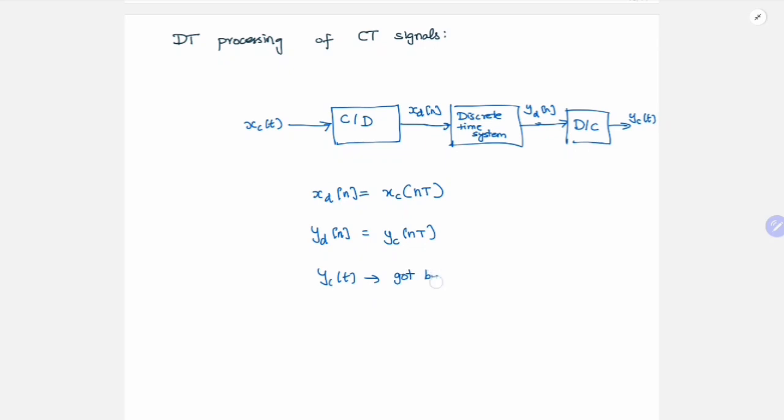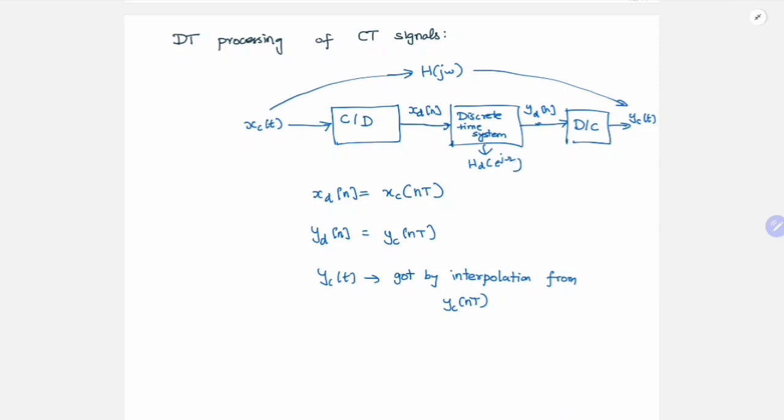So yc of t is got by interpolation from yc of nT. And all along this process, your sampling theorem condition should hold to actually perform the required h of j omega. So for the continuous time computation, whatever processing you have to do, to get it properly, your sampling theorem should hold. So mathematically, if we derive, we will get a relation between h of j omega and this, let's say, is hd of e power j omega.